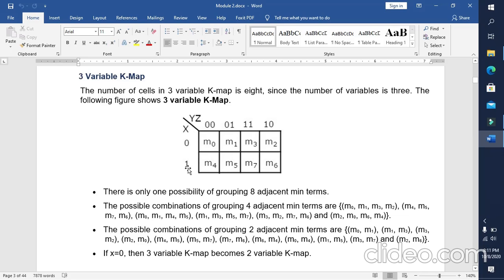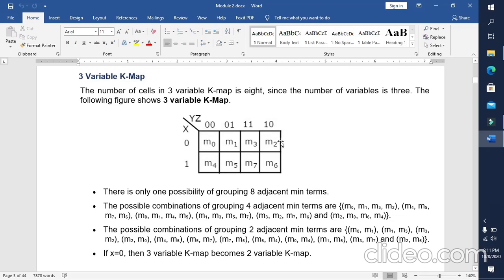Next, we have 1 for x, 0, 0 for yz, you have 1, 0, 0 that is equal to 4. Then x is 1, yz is 0, 1, so you have 1, 0, 1, or that is equal to 5. Your x is 1, yz is 1, 1, that is equal to 7. And your x is 1, yz is 1, 0, that is equal to 1, 1, 0, or that is equal to 6. Okay, so what are the possible groups?